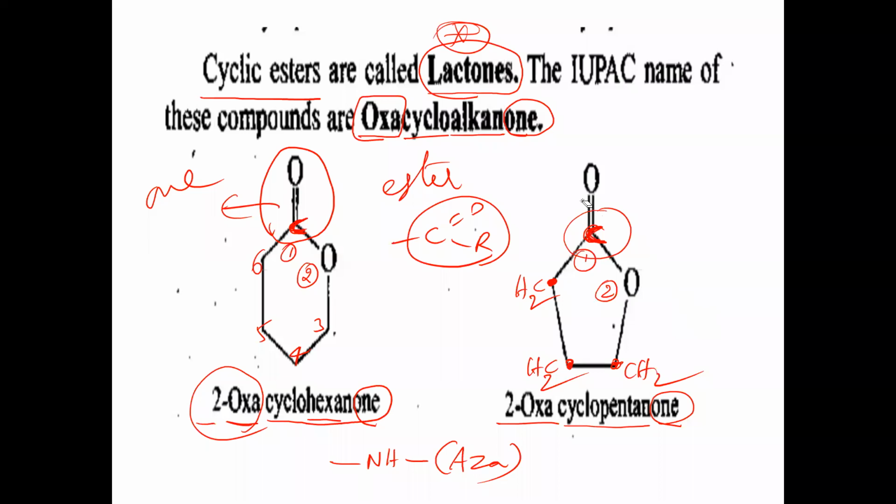Is the concept clear about lactones here? What are lactones? The cyclic esters are called lactones. Only ester means COOR will be there, and it is a cyclic ester. Is the concept clear? So that is what we have for the nomenclature of cyclic compounds.